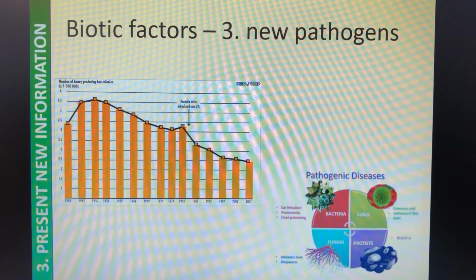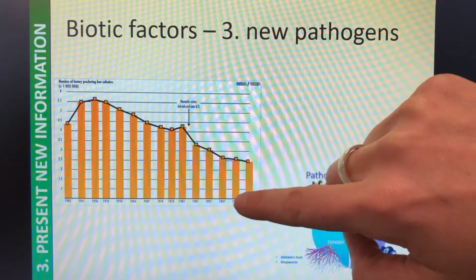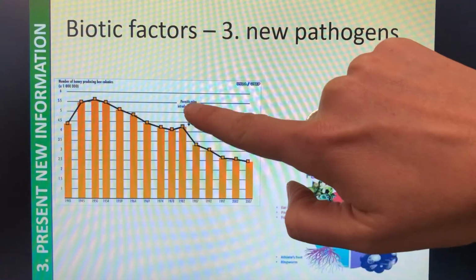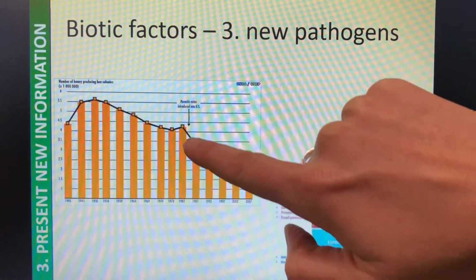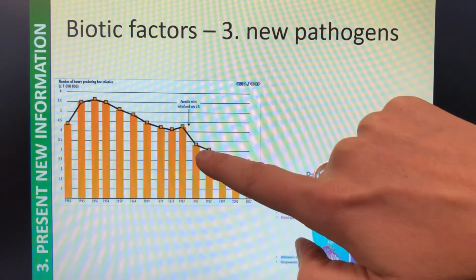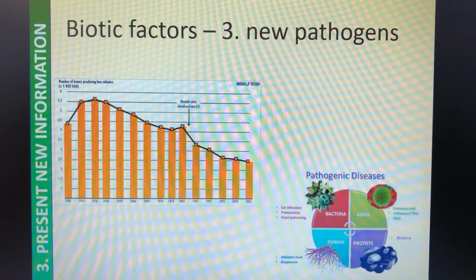Okay, we can see that there were parasitic mites. So this is honeybees producing bee colonies, and here parasitic mites were introduced to the USA, and we can see it's had an impact and the numbers have dropped down of the honeybees. Okay, so that was obviously a pathogen that had an impact on those bees. Pause to write some notes.